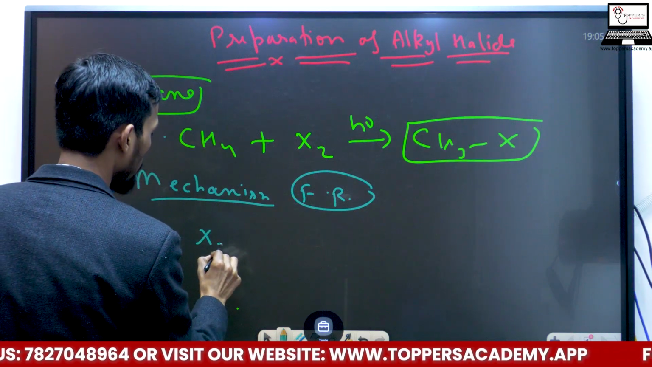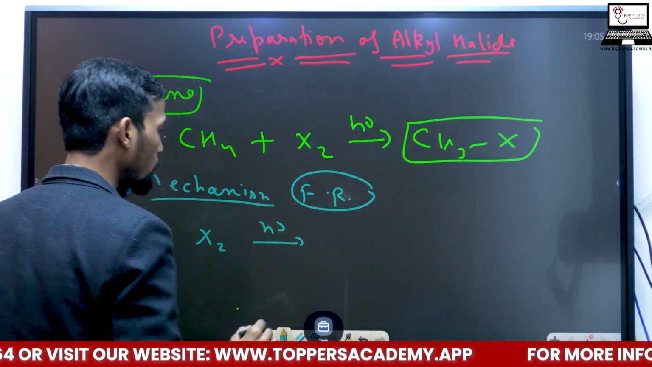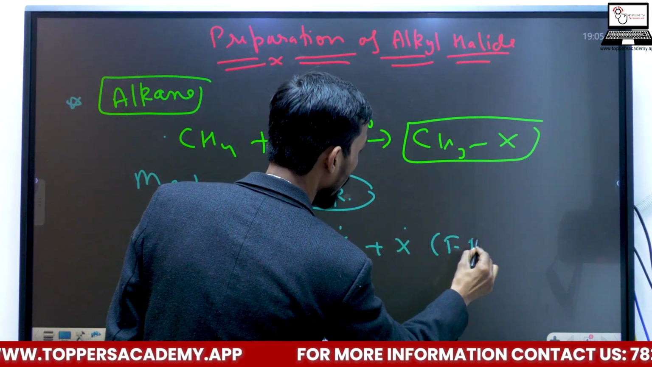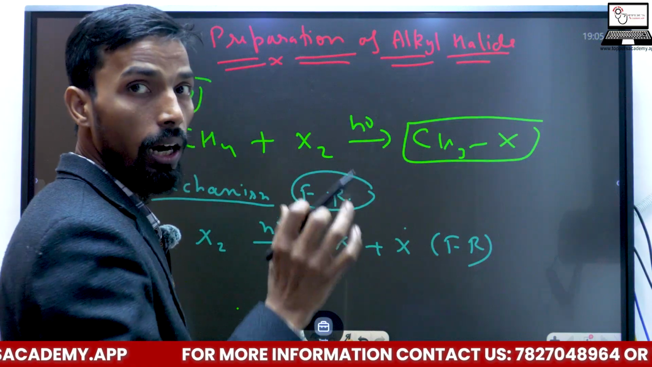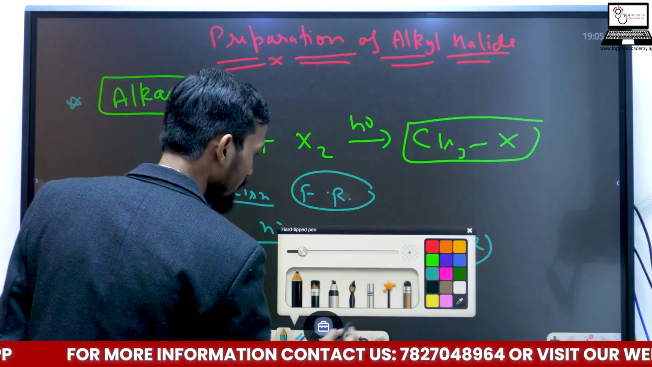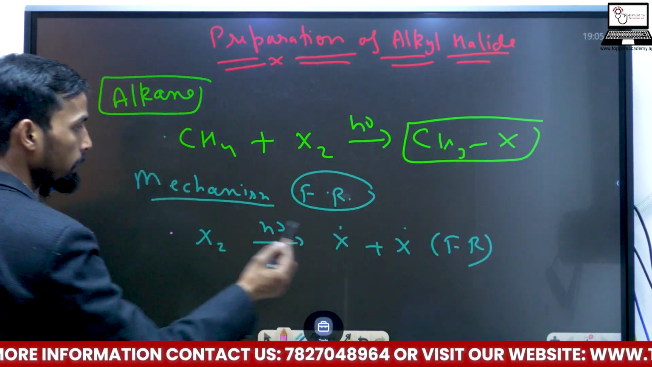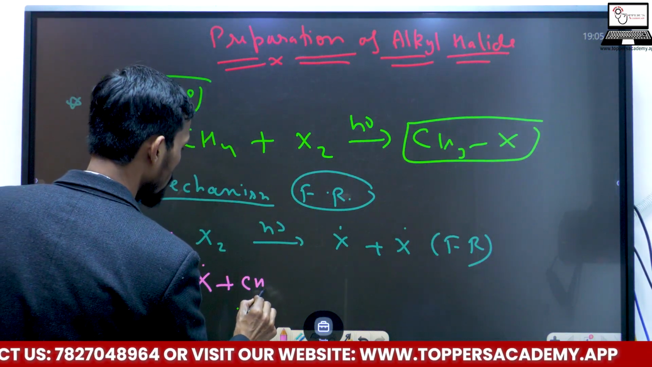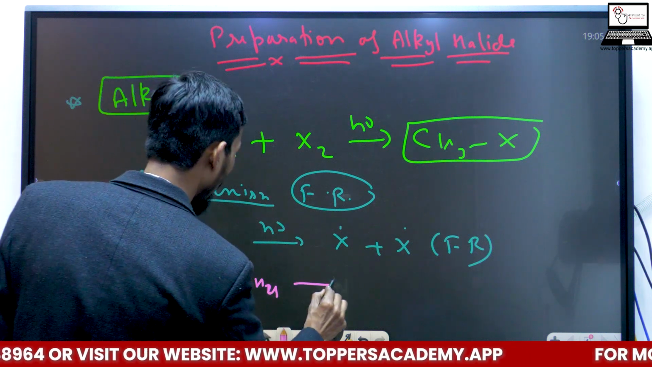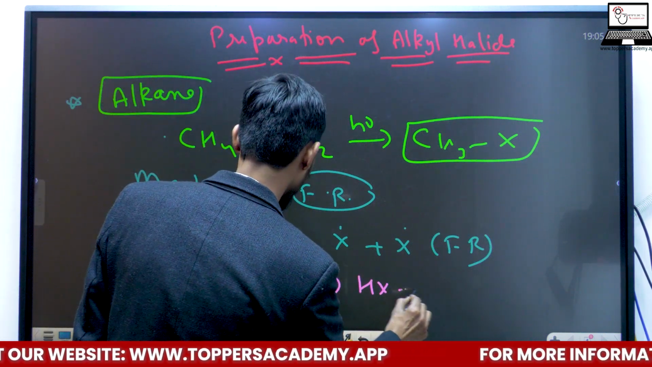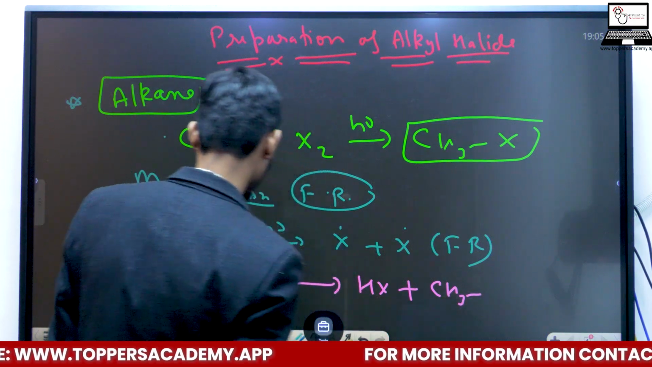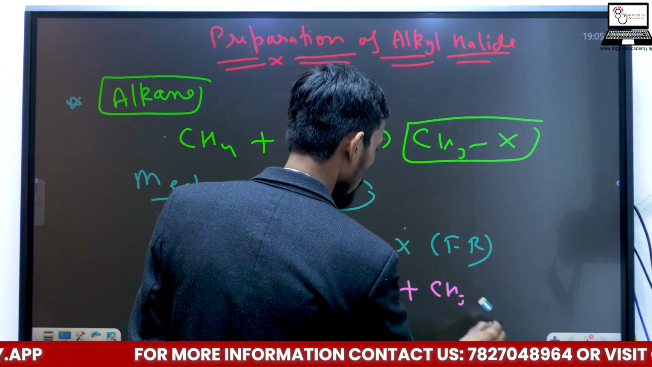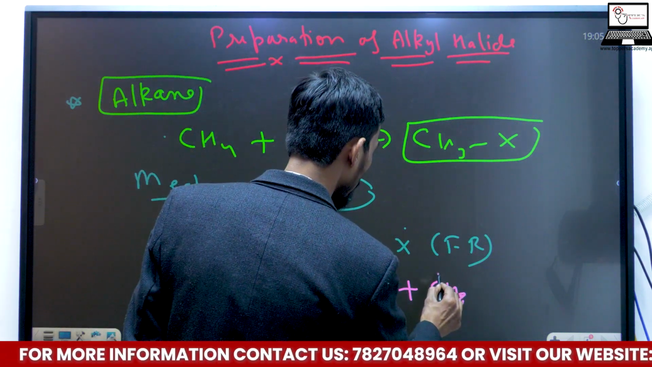X2 bond, in the presence of h nu, is going to break down like X dot plus X dot, which means quite highly reactive free radicals are being formed. What will happen to them? They will react with CH4, sorry. And what we are going to get over here is HX plus CH3 free radical. So we are going to get a CH3 free radical over here.